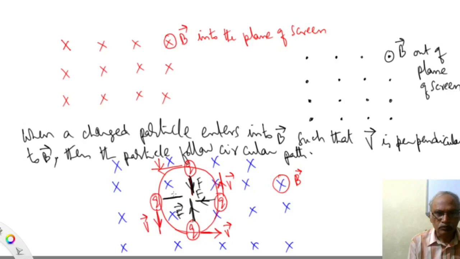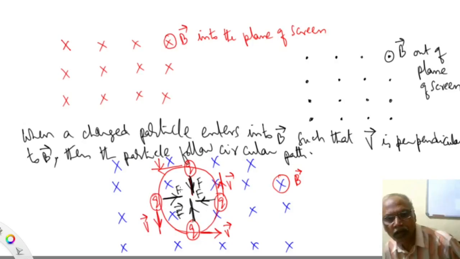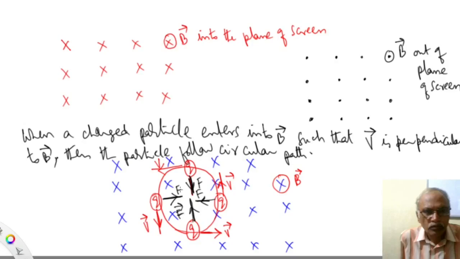You understood the point, I think? When a charged particle enters a magnetic field such that V is perpendicular to the magnetic field, then the particle follows which path? Circular path. Very important. Now, what is the radius of the circular path? They ask derivations. And what is the time period of the charged particle?